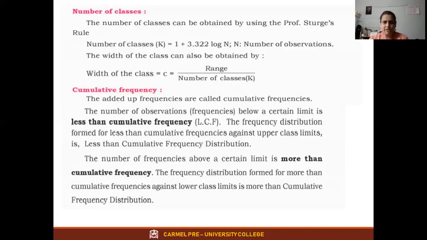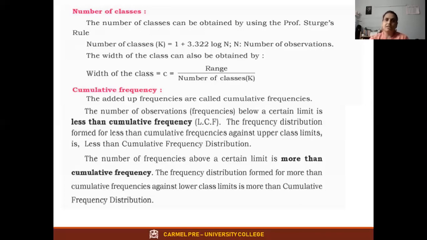The formula is given as 1 plus 3.322 log n. 1 plus 3.322 into logarithm of n. Now we need to learn how to find log of a value. So I will be taking you through today how you will find log of a value. I will do it after this slide.